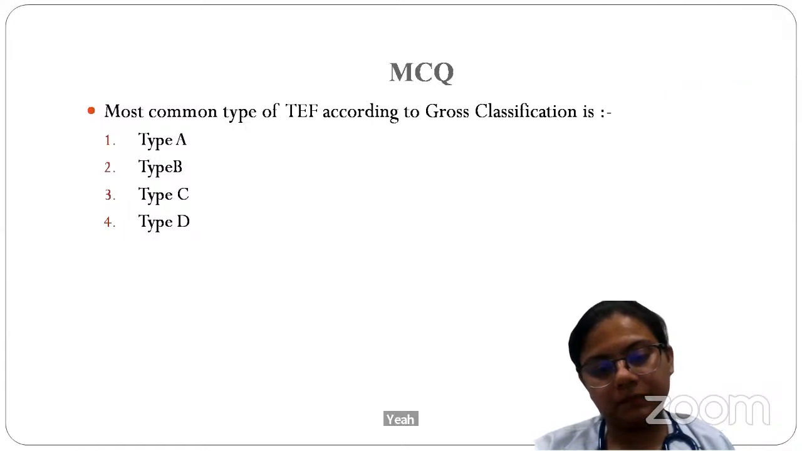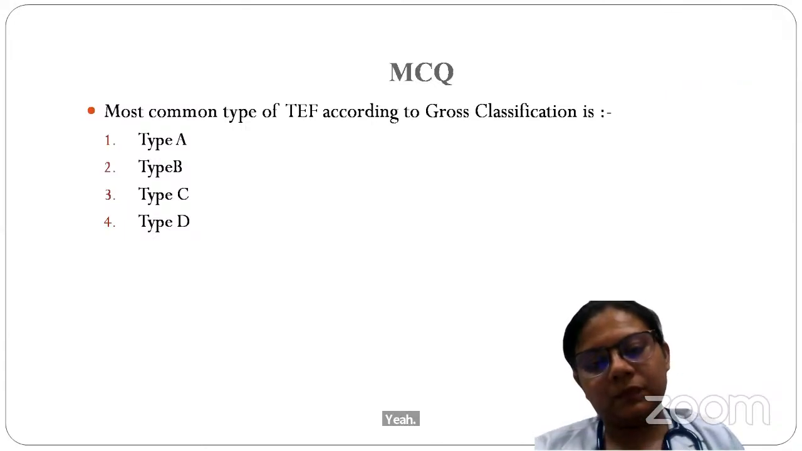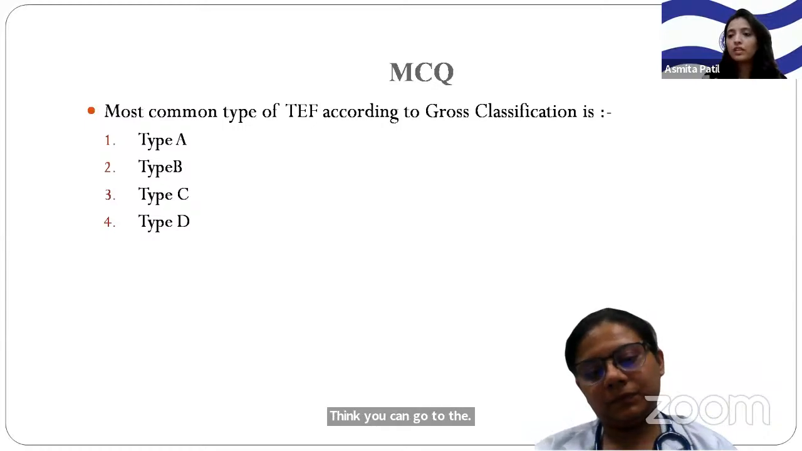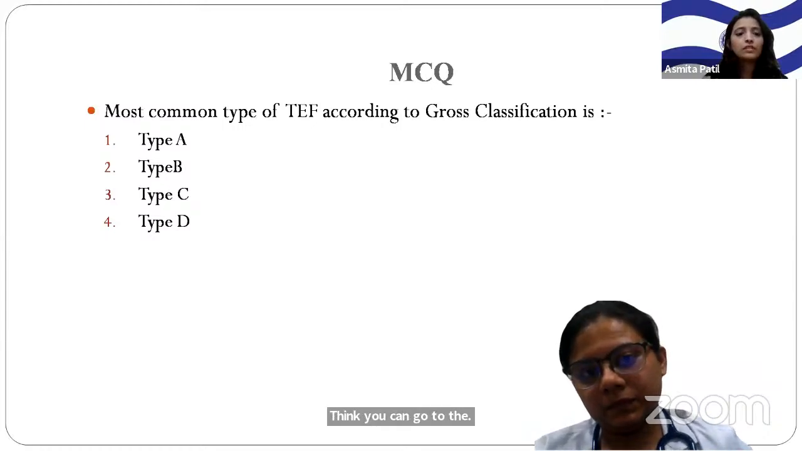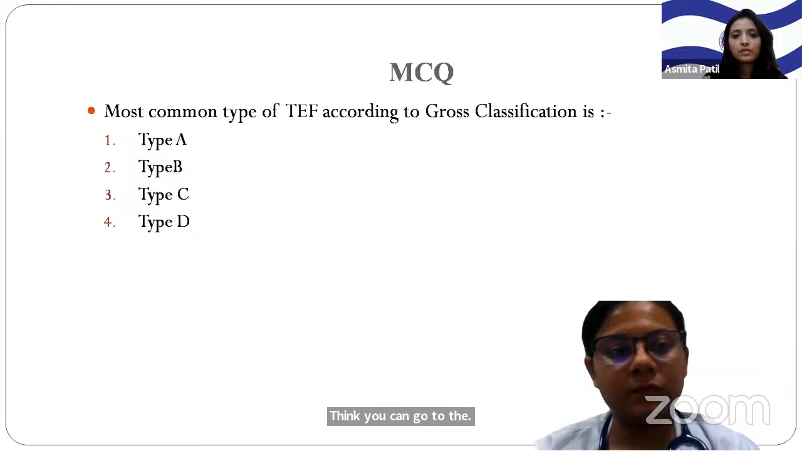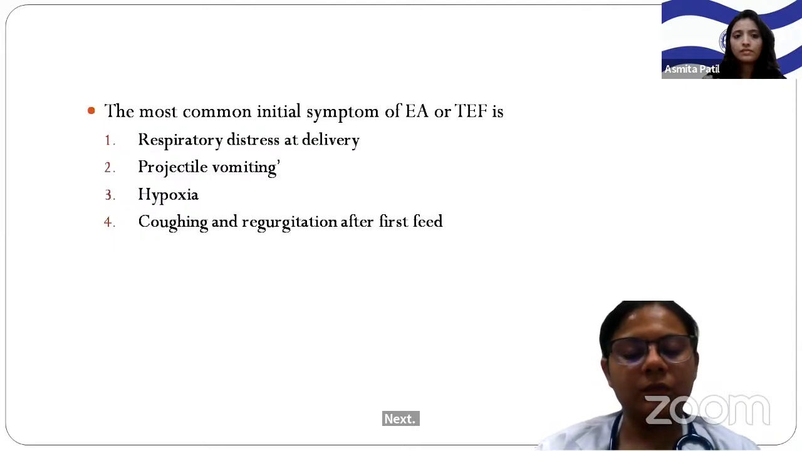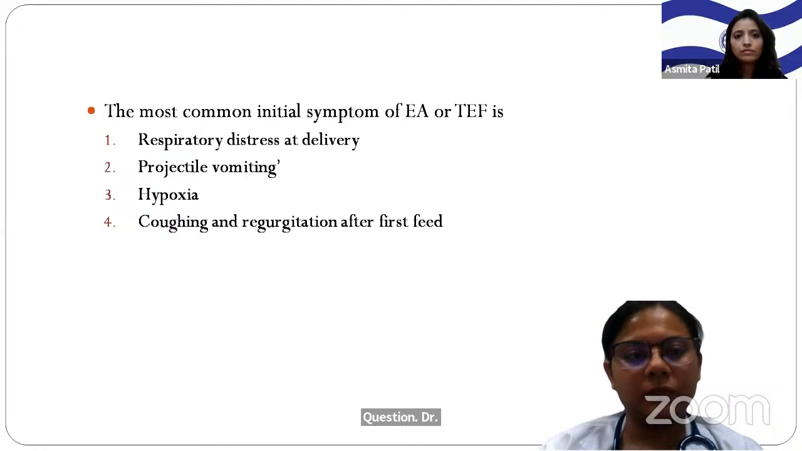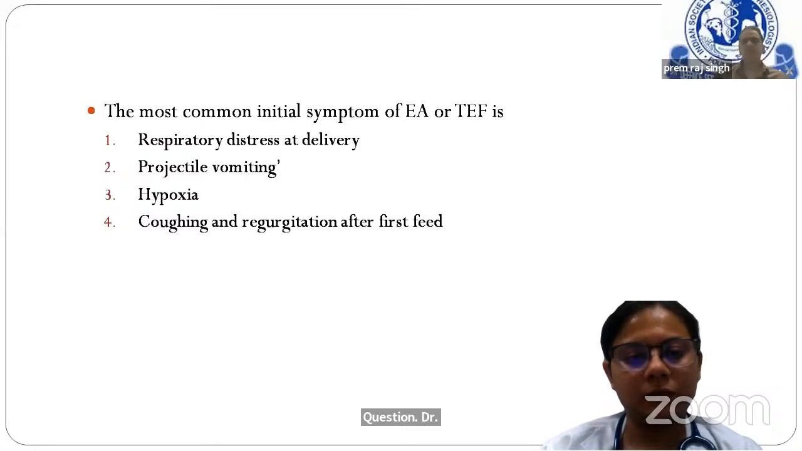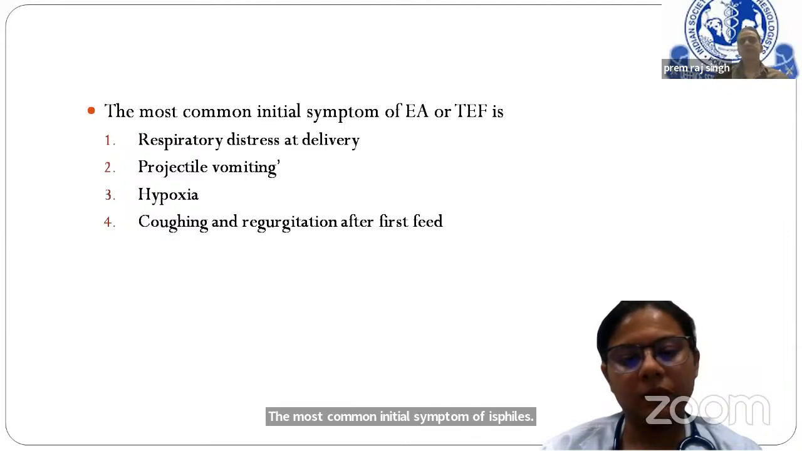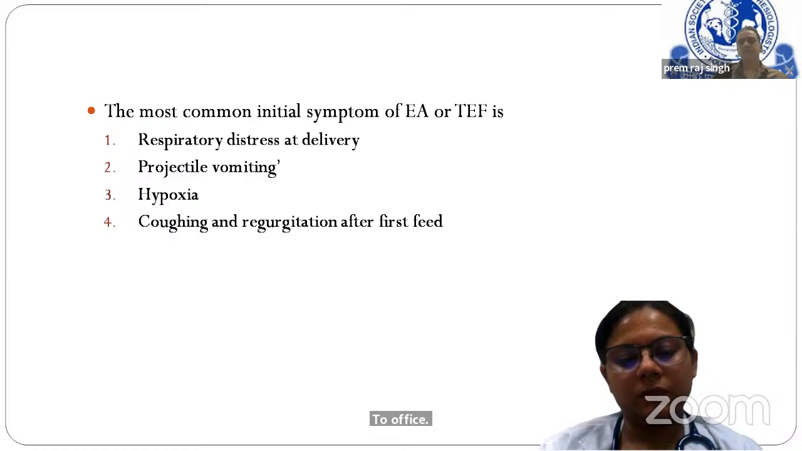Yes, sir. Most of the options in the chat box are type C. Next question, Dr. Shreya. Over to you, sir. The most common initial symptom of esophageal atresia or TOF is: respiratory distress at delivery, projectile vomiting, hypoxia, or coughing and regurgitation after first feed.